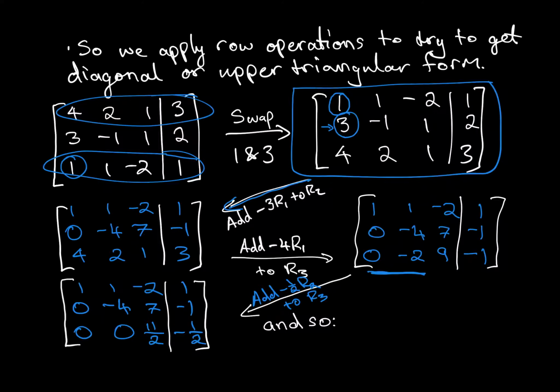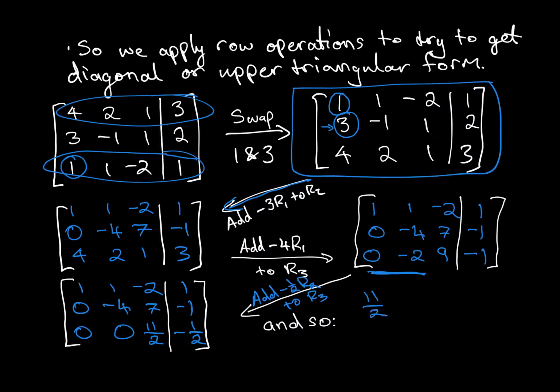Okay, so what I've ended up with is a 0 like I wanted, 11 on 2, unfortunately it's a fraction, but that's okay, and minus 1 on 2 on the right there. So we've got our upper triangular form, which is great because it means my bottom equation here is telling me I've got 0 x's, 0 y's, 11 on 2 z's is equal to minus a half. So I can easily work with that to figure out what z is going to be equal to.